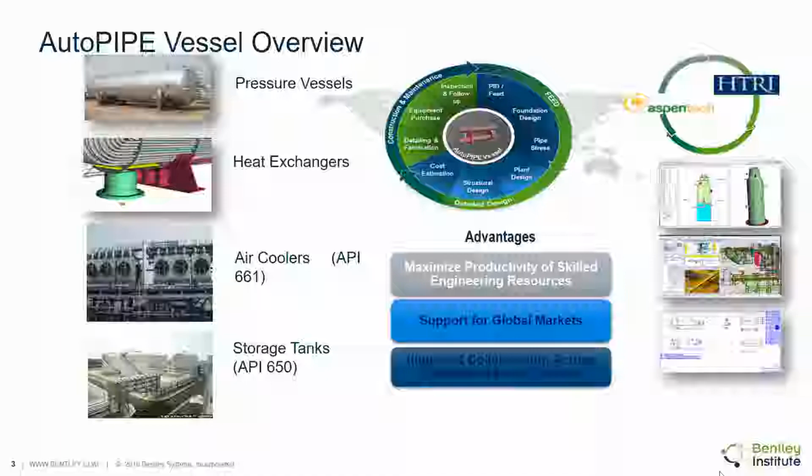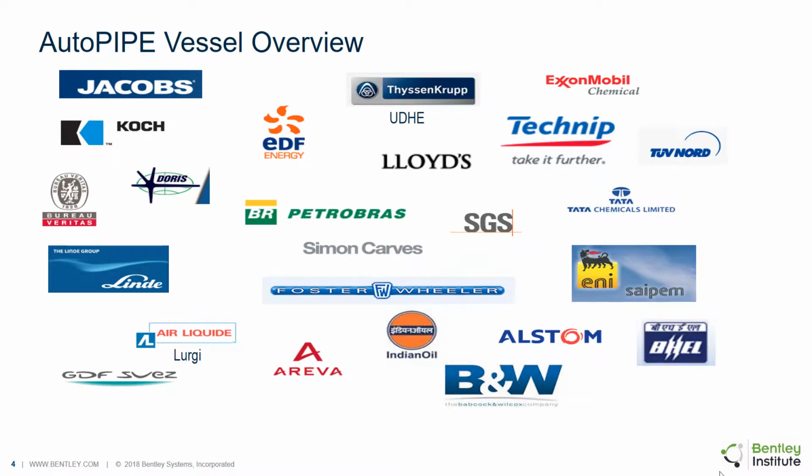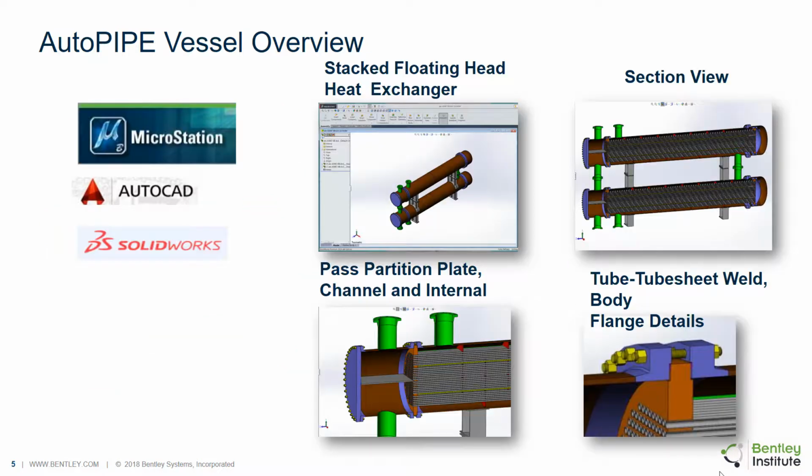There are several advantages of the software, including maximizing productivity of skilled engineering resources, supporting a global market, and improved collaboration across distributed project teams. Many large EPC, oil and gas, owner-operators, manufacturing companies use AutoPIPE Vessel for their static equipment design and analysis needs. Some of them are mentioned here. After completion of design, the model from AutoPIPE Vessel can be exported to MicroStation and AutoCAD for 2D drawing and 3D model generation, and creation of 3D model in SolidWorks.